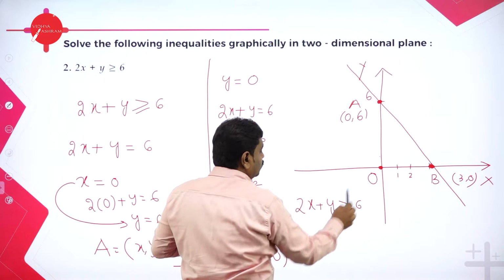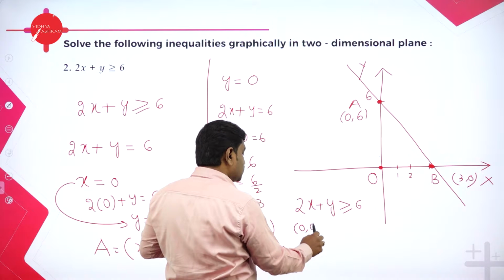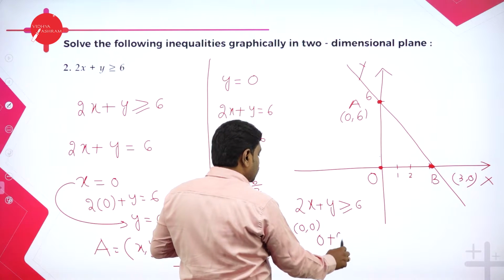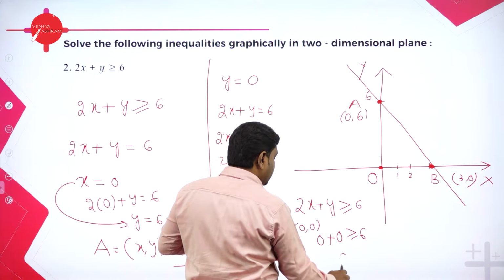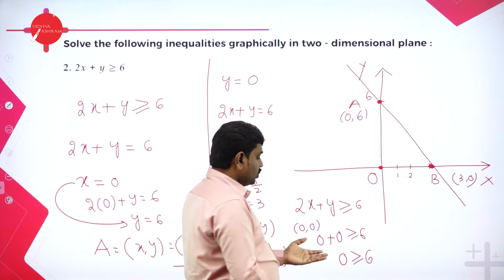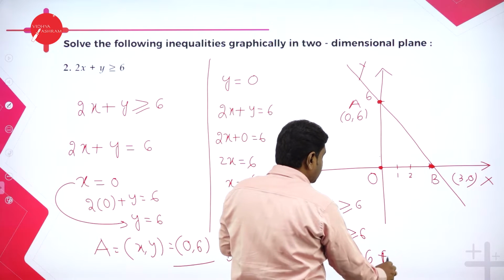I'll put the origin. Origin means what? 0, 0. In the place of x and y, put 0, 0. 2 zeros are 0, and 0 plus 0 is 0, so 0 greater than or equal to 6. Is it true? You know 0 is less than 6. So it is false. You got false.